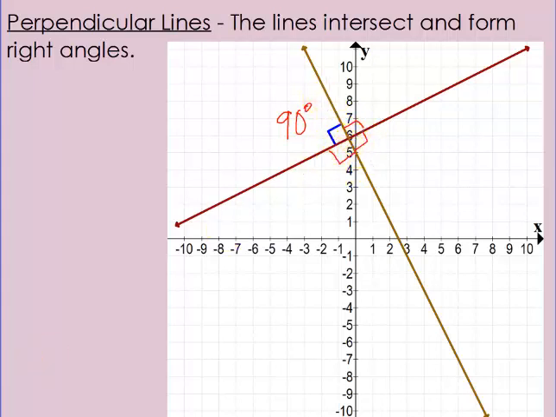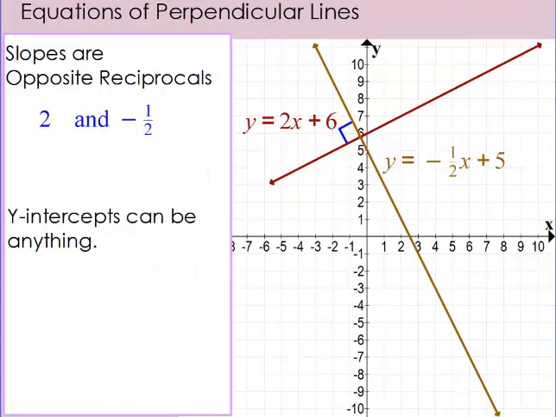How can you tell from an equation if two lines are perpendicular? Well, there's two properties here. The slopes are, well, it's really just one. Slopes are opposite reciprocals. So I have the two equations right here. y equals 2x plus 6 is this line going like that. And the one going down is y equals negative 1/2 x plus 5.